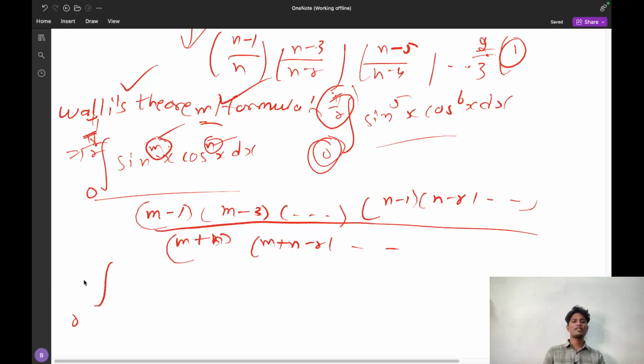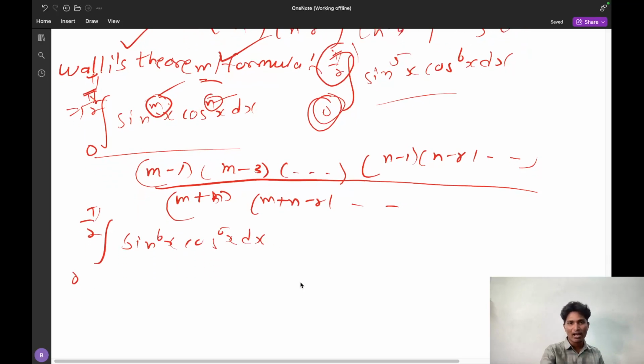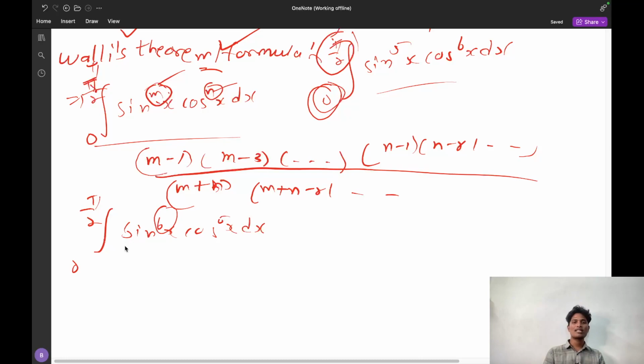I will take one example, that is 0 to pi by 2, sin power 6x cos power 5x dx. I have to find the answer. What I have to do? I have to take the power of sin, that is 6. I have to reduce 1. 6 minus 1, it is 5. 5 into, I have to reduce by 2. 5, if I reduce 2, it will be 3, it will be 1.